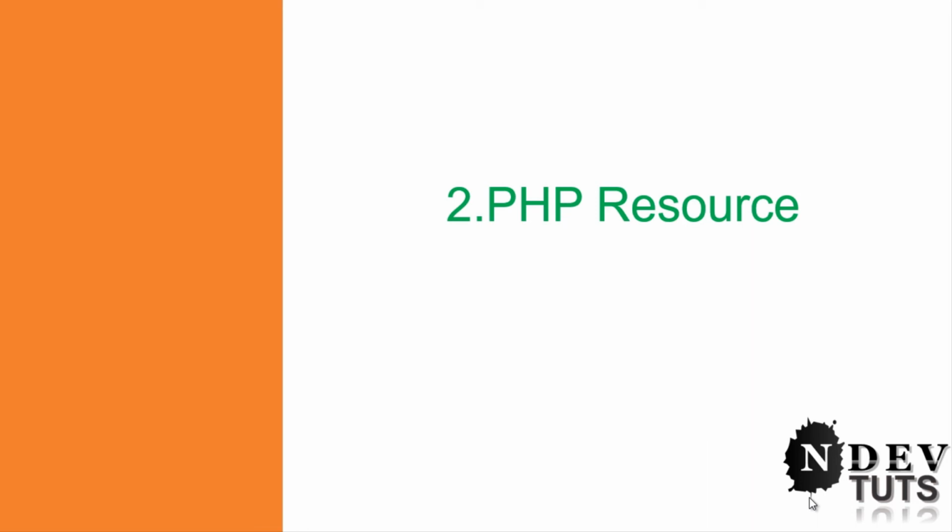The special resource type is not an actual data type. It is the storing of a reference to a function and resource external to PHP. A common example of using the resource data type is a database call. We will not talk about the resource type here since it is an advanced topic.